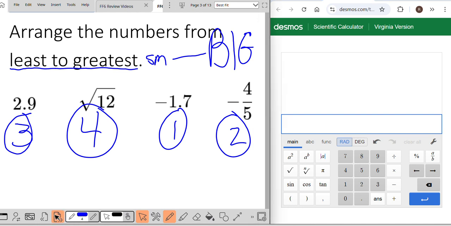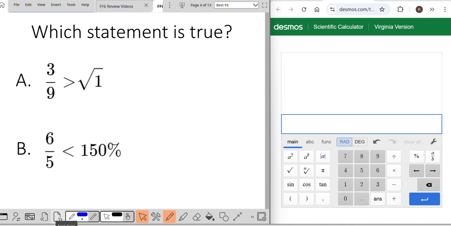Now let's look at one more. This one is comparing. This says 3 over 9 is greater than the square root of 1. And the second one says 6 over 5 is less than 150%. Well, if we're comparing them, trying to decide which is bigger, which is smaller, we're going to change them to percents just like we did before.